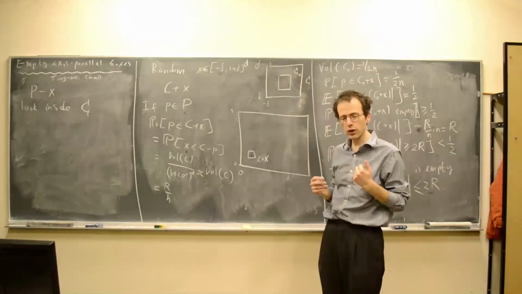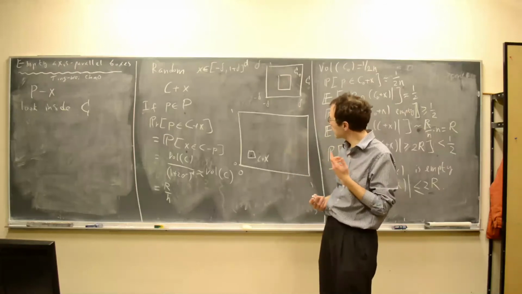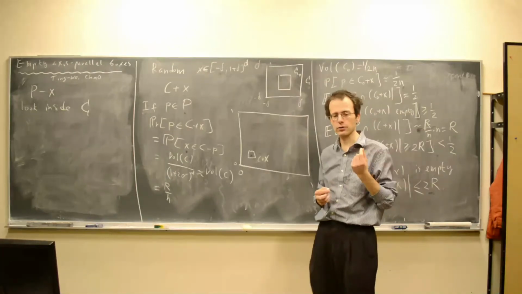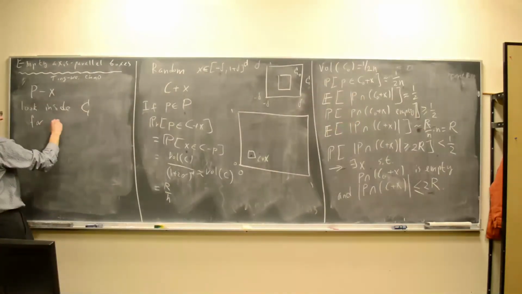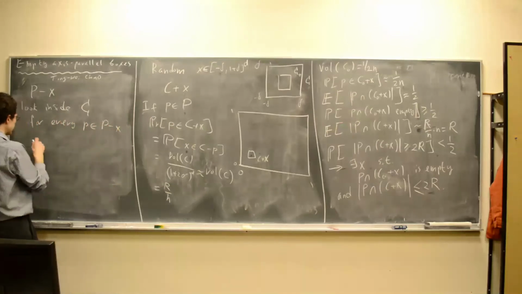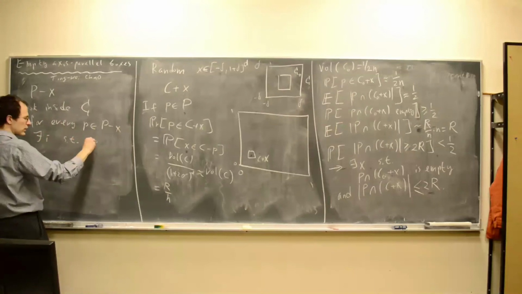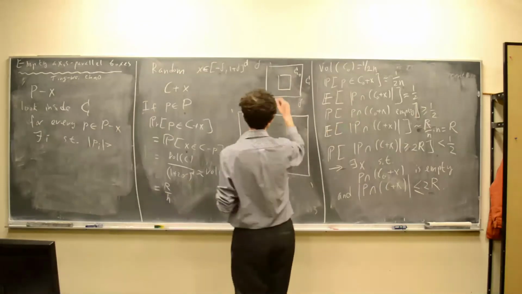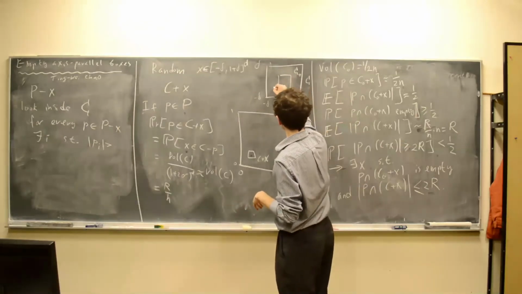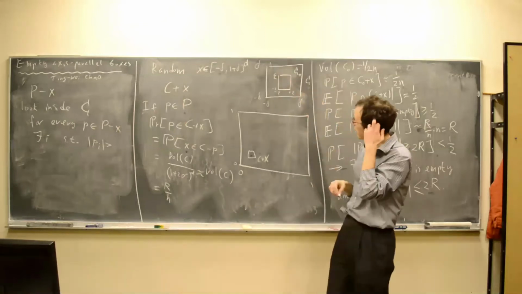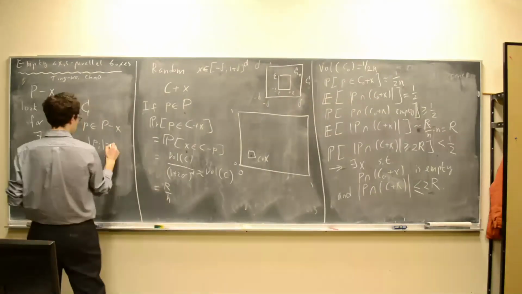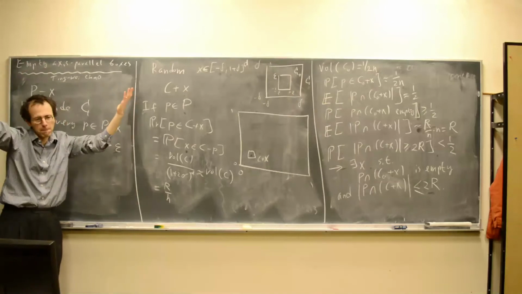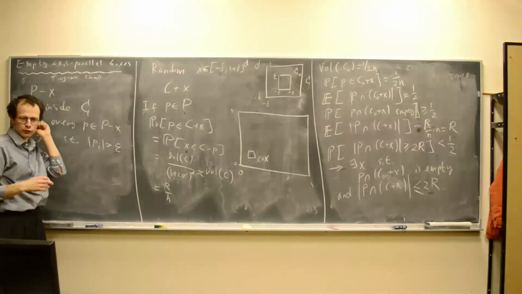So what about those other points? Every other point, since it's not in the center box, has at least one of its coordinates large. So for every point inside P minus X, there exists a coordinate i such that its i-th coordinate is large. Let's call the half-width of the inner box epsilon, so the inner box has dimensions from negative epsilon to epsilon. The coordinate is bigger than epsilon in absolute value, so there's some coordinate in which it sticks out. For each point we're going to assign such a coordinate.